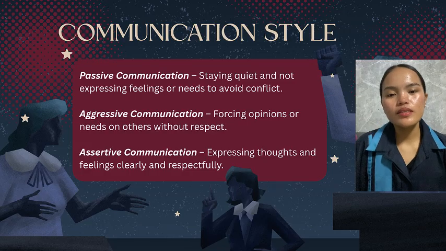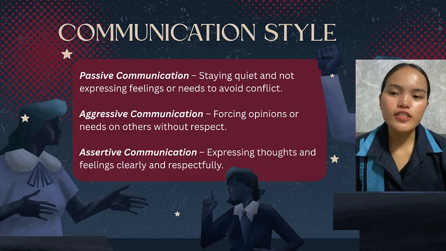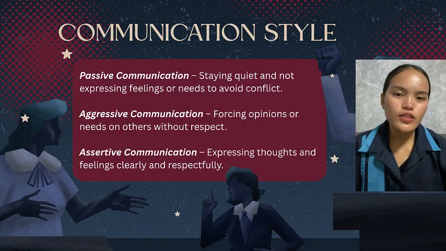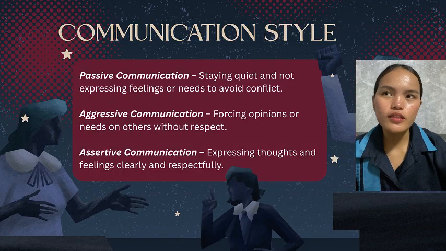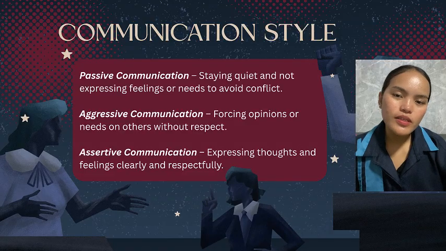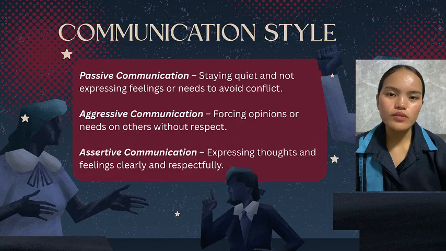So in summary, passive communication is staying quiet and not expressing thoughts or feelings to avoid conflict. Aggressive communication is forcing opinions or needs on others without respect, while assertive communication is expressing thoughts or feelings clearly and respectfully.